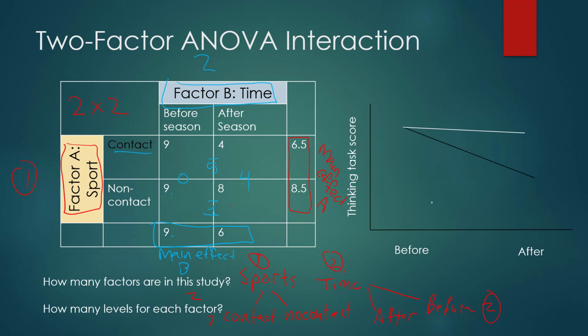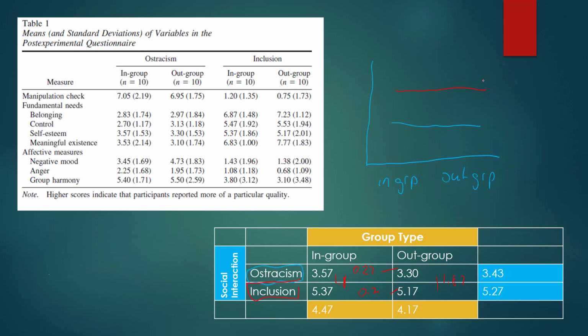And this is much like what you would see for an interaction graph, is that the lines somehow converge. So they're non-parallel lines. They cross, they converge, or they diverge. Whereas for the previous example, we would see parallel lines.